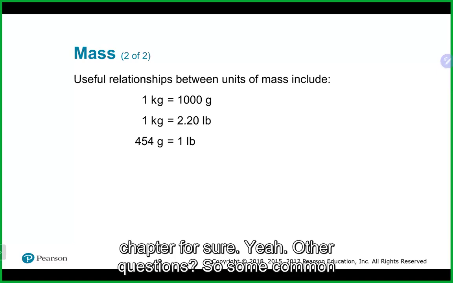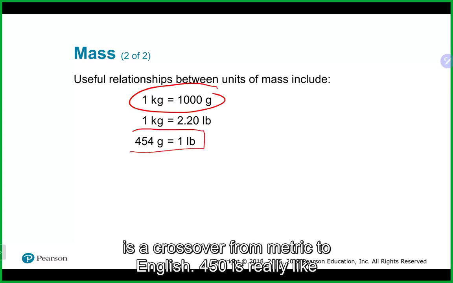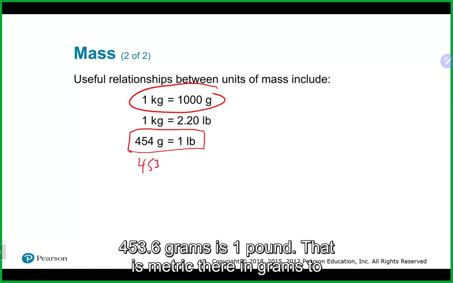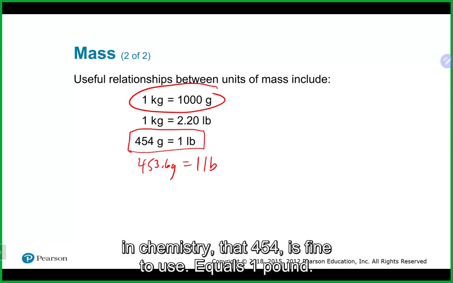So some common mass equalities, like I said, 1,000 grams is a kilogram. This is a crossover from metric to English. 453.6 grams is 1 pound. That is metric there in grams to English in pounds. That's also a conversion that comes up a lot in chemistry. That 454 is fine to use, equals 1 pound.